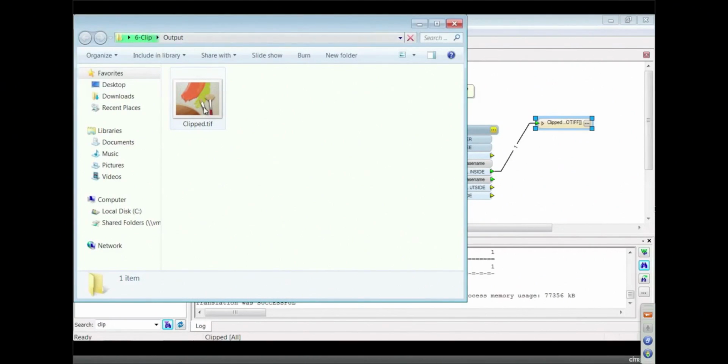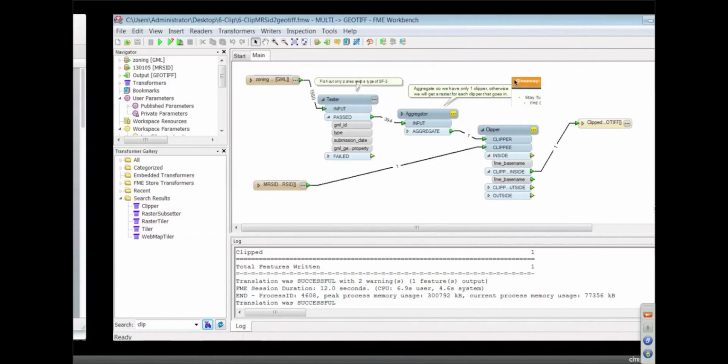Let's see if Microsoft can show us the preview. It must be pretty big. Yeah, there it is. So that's what that image looks like after we're done clipping it. So one image came out, and it was all clipped like that. Okay, that's clipping.